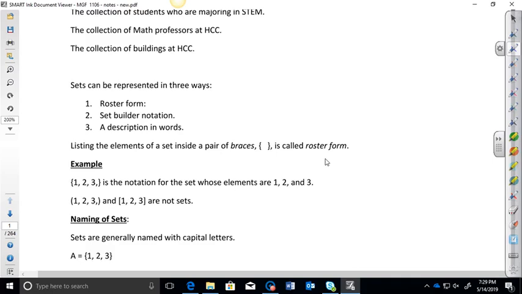Second is set builder notation. Set builder notation means we say the set of all x, or something, such that, what is x? Then we describe what that x is. We say x is the name of a student in this class. So that is set builder notation. How do you read it? Set of all x such that.